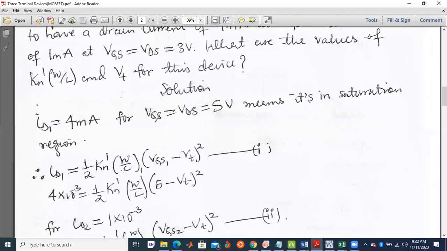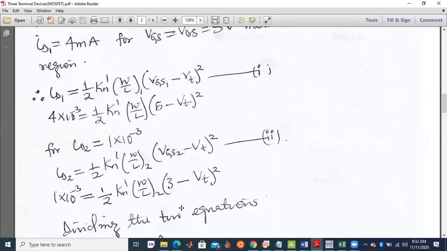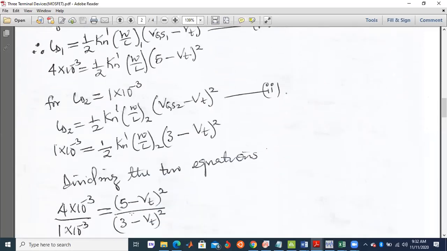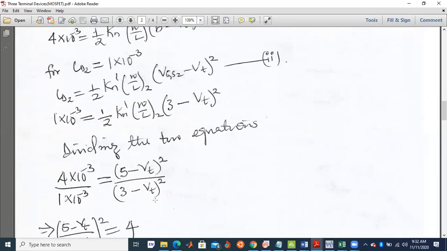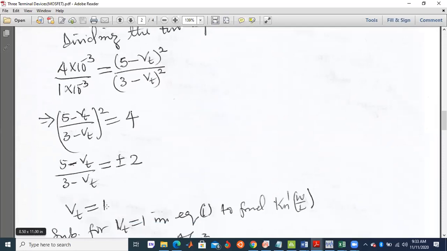So now in this case, we have two IDs. ID1, which is 4 milliamps, and ID2, which is 1 milliamp. So we form the first equation and we form the second equation. Then we divide the two equations, and this term cancels out. Then you can find your VT directly. So VT equals the square root of this plus or minus 2. You choose the positive side, and you have your VT to be 1.